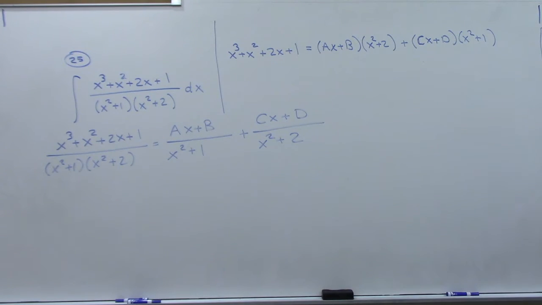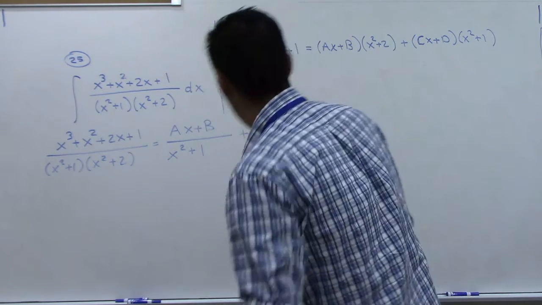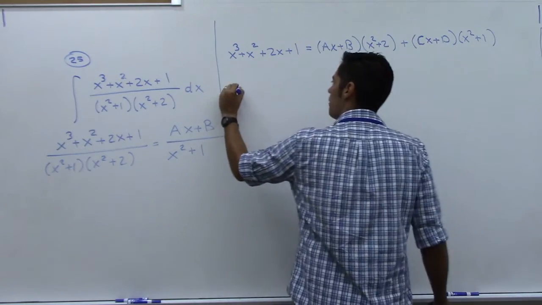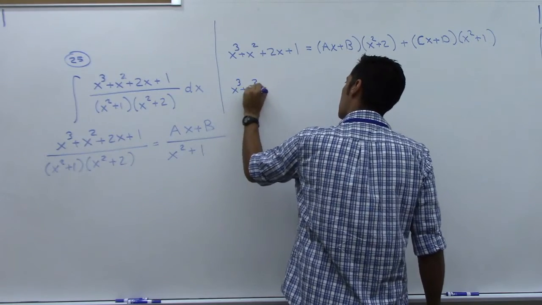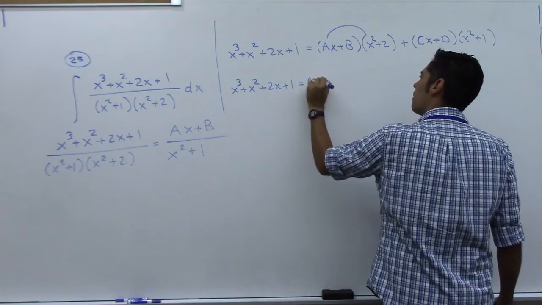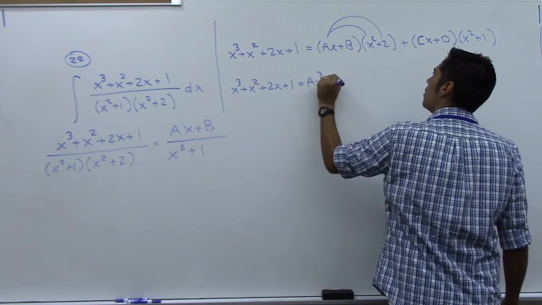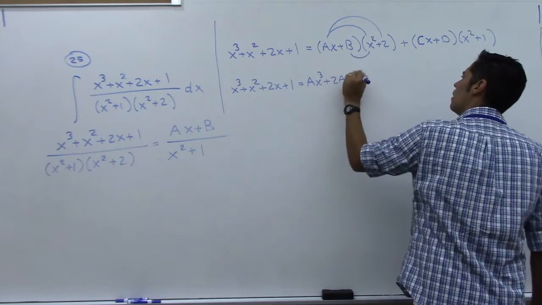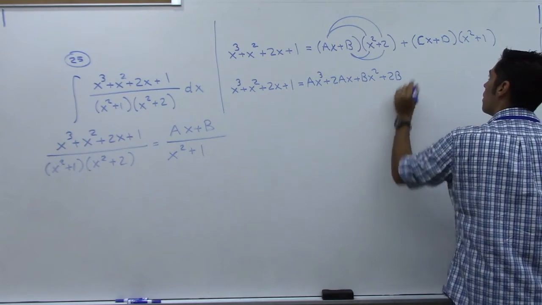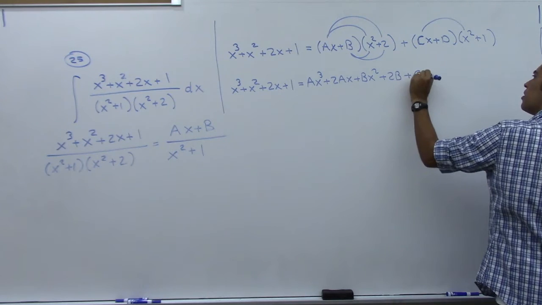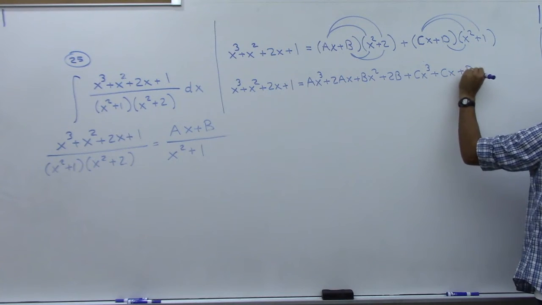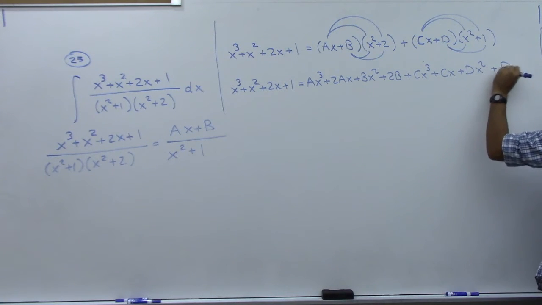There's no way to kill off anything, so I've got to use the long method. I've got to multiply that all out. So this x cubed plus x squared plus 2x plus 1 must be ax cubed plus 2ax plus bx squared plus 2b plus cx cubed plus cx plus dx squared plus d.